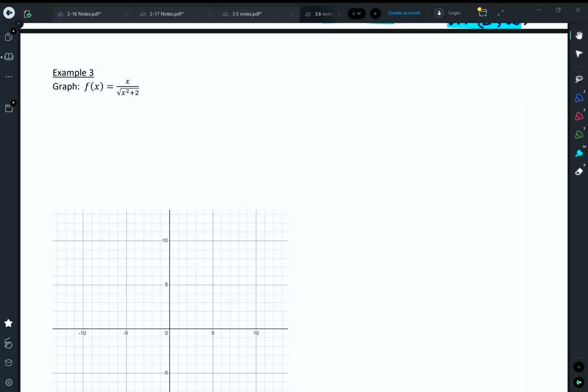Hello class, we are continuing our 3.6 notes, curve sketching. Hopefully I'll do both of the last two problems tonight, we'll see.